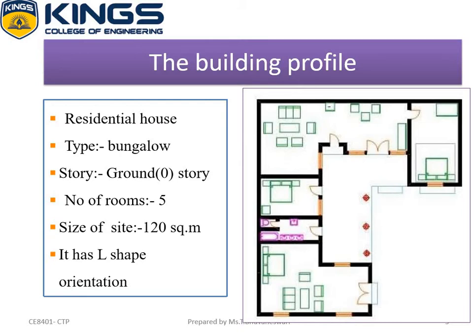The type is bungalow. It's only a ground story. Number of rooms is 5. Size of site is 120 square meters. In the plan we can say it has an L-shaped orientation. It has 5 rooms, which includes all the bedrooms and so on.